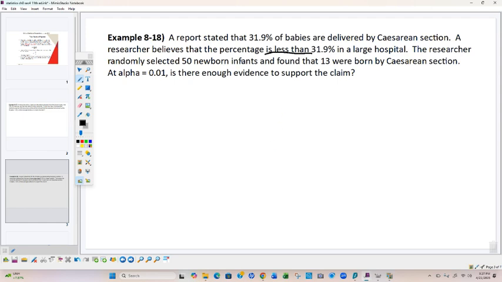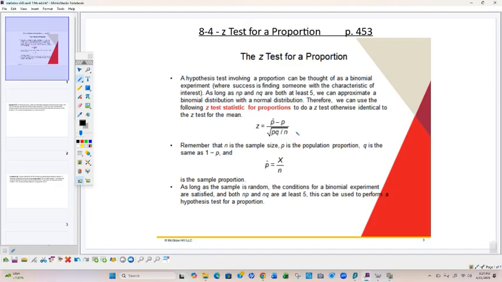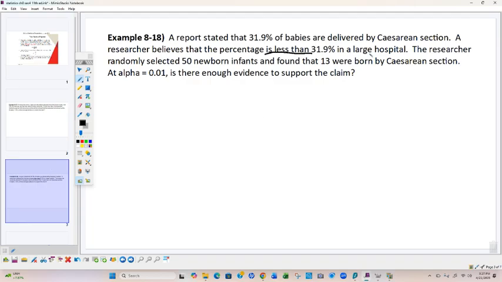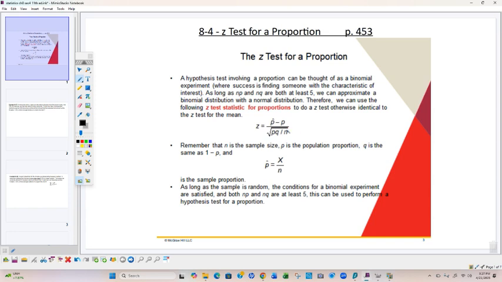One of the first things you need to do is recognize that when it gives you ratios like this, 13 out of 50, or percentages, you are actually doing the formula with p hat. This is the formula that goes along with proportions. It is z equals p hat minus p, over the square root of p times q divided by n. Notice it's all square root on the bottom.